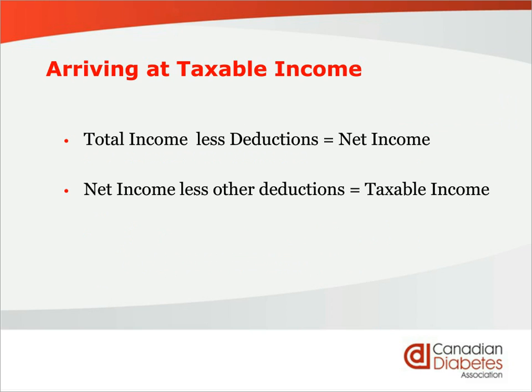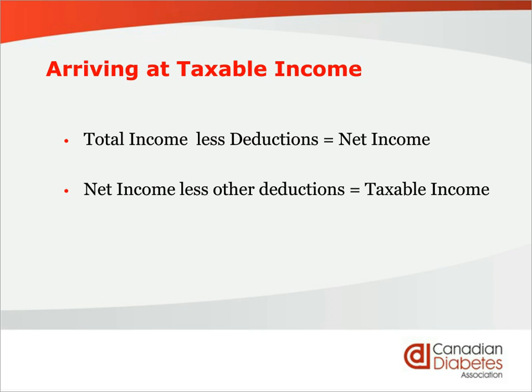So let's see how we actually calculate the federal taxes payable. First of all, it's your total income. You need to sum all the different types of income you may receive: your employment income, your pension income, investment income, or financial assistance income that you receive. That is your total income. Once you arrive at your total income, you then are allowed to deduct certain deductions. I'm going to speak about some of these deductions in the future slides. So total income less deductions arrives at net income.